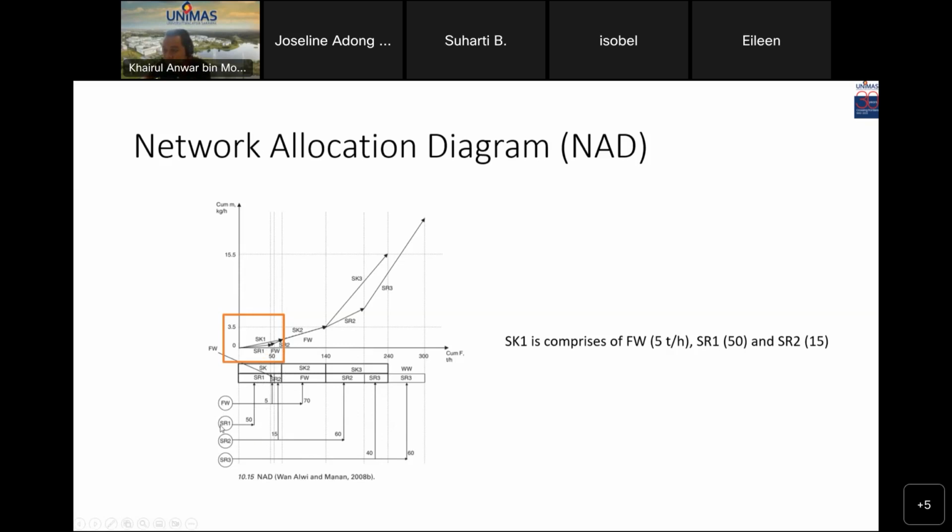For source 1, it's 50 ton per hour. And for source 2, partial source 2 is only 15 ton per hour. So SK1 has fresh water, source 1 and partial source 2.